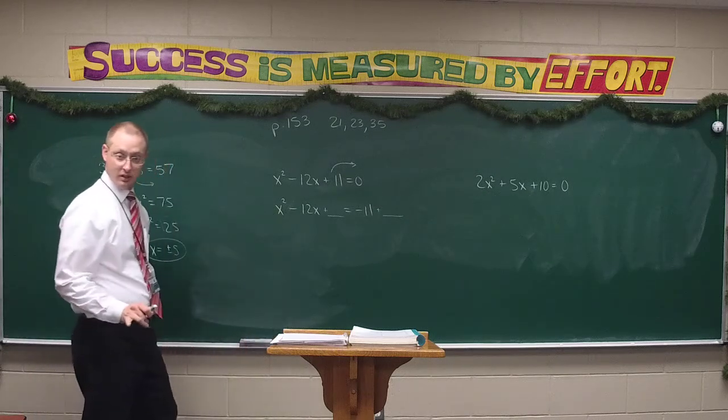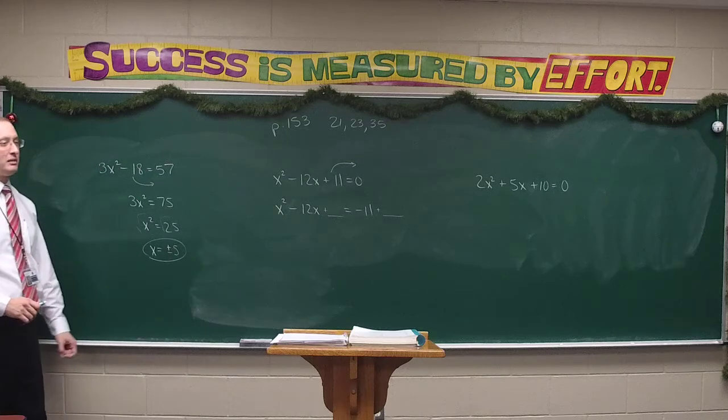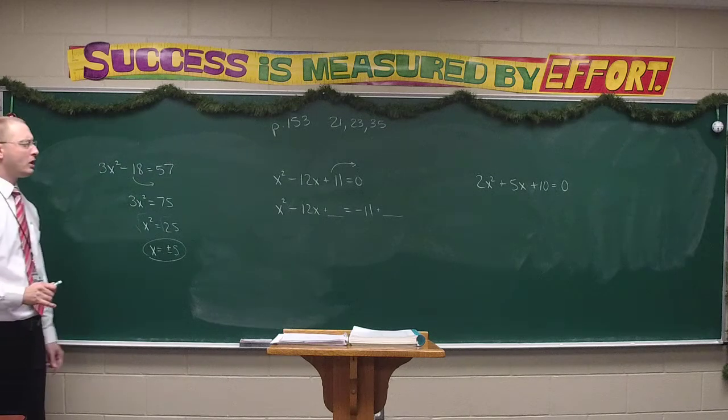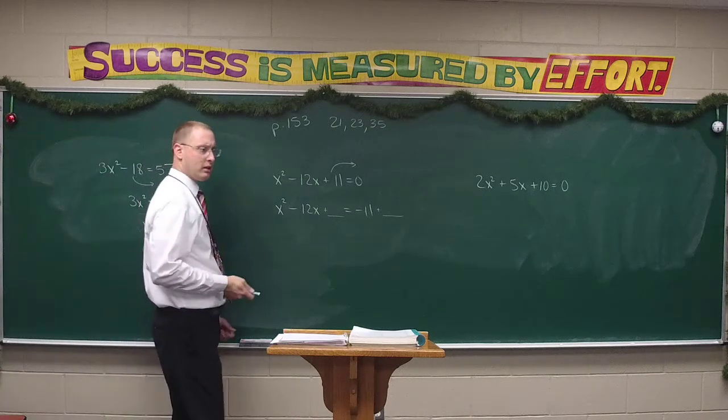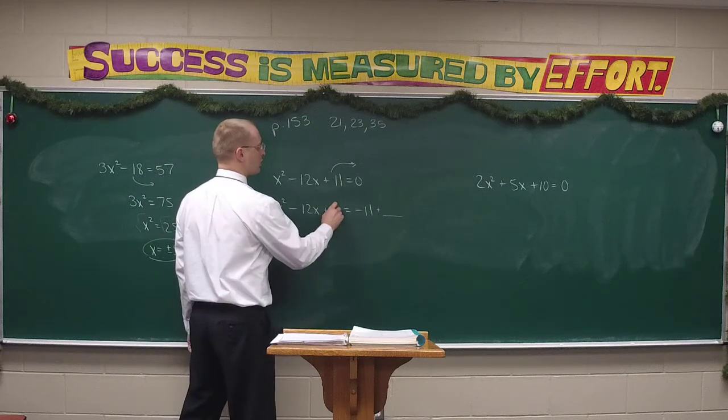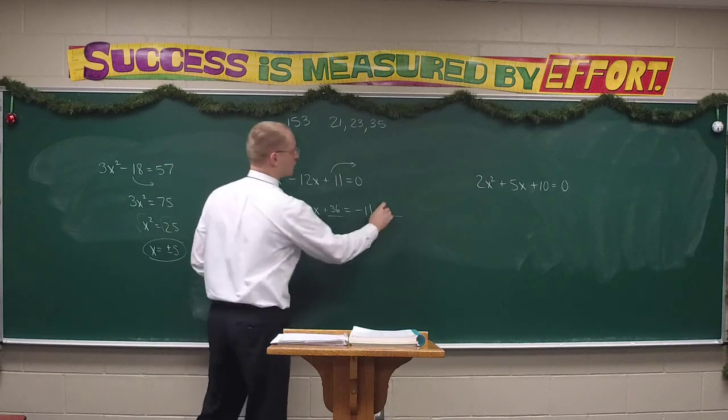Finished? Thank you. Brandon finished? What was in the blank, Brandon? 36. Good, because we half the 12 to 6 and then square it.